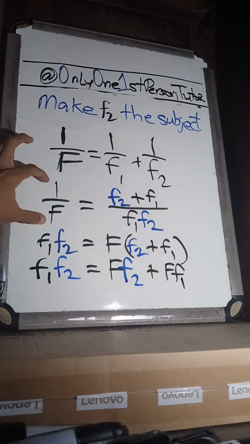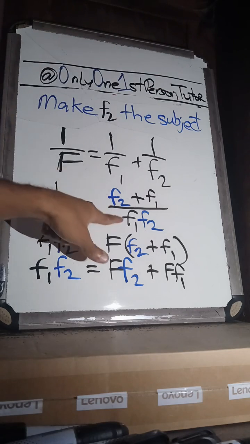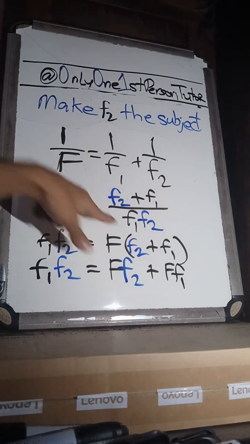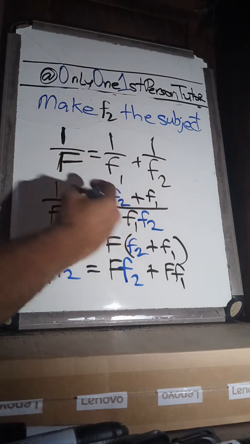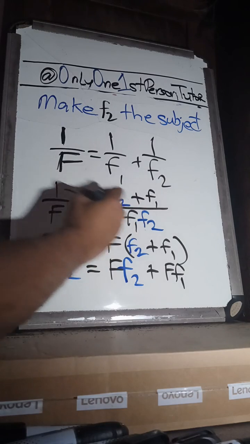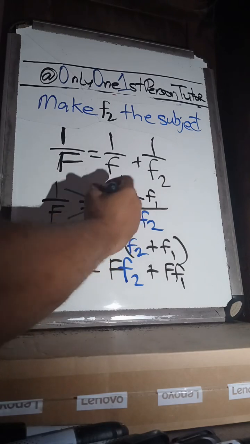Then now, because we have 1 over F, we're going to cross multiply. So 1 multiplied by the... So therefore, what we ended up doing was 1 multiplied by that, F multiplied by that.